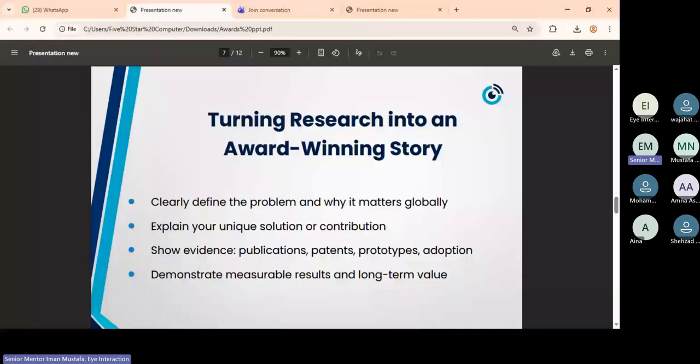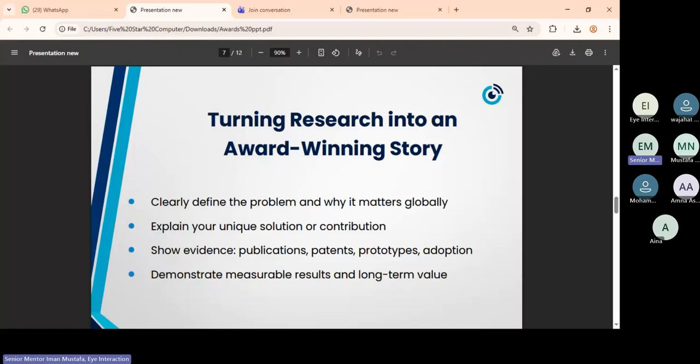The third thing is you have to provide evidence. Now, evidence is something very important in the global talent visa journey, right? Throughout the journey, you have to build and gather very strong evidences to make your application strong, right? So now what is evidence and how can you gather these evidences? The evidence might be publications you have published previously, the papers, right? The patents, the prototypes, and the adoptions. And the fourth one is to prove the results and the long-term value.